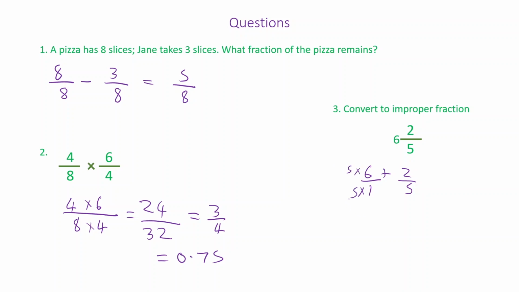So 6 times 5 gives us 30 and 5 times 1 just gives us 5. So 30 over 5 plus 2 over 5. We just have to add the numerators and keep the denominator the same. So 32 divided by 5.